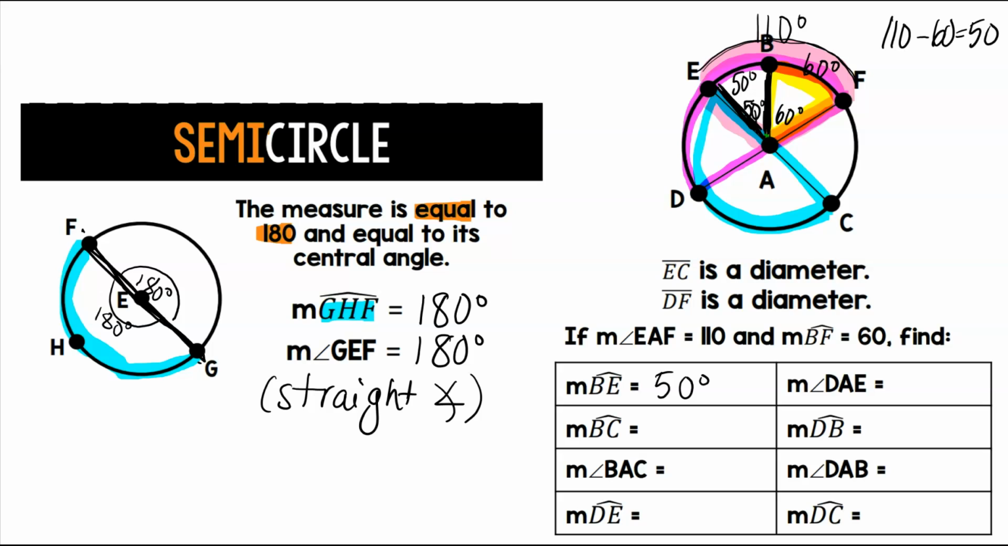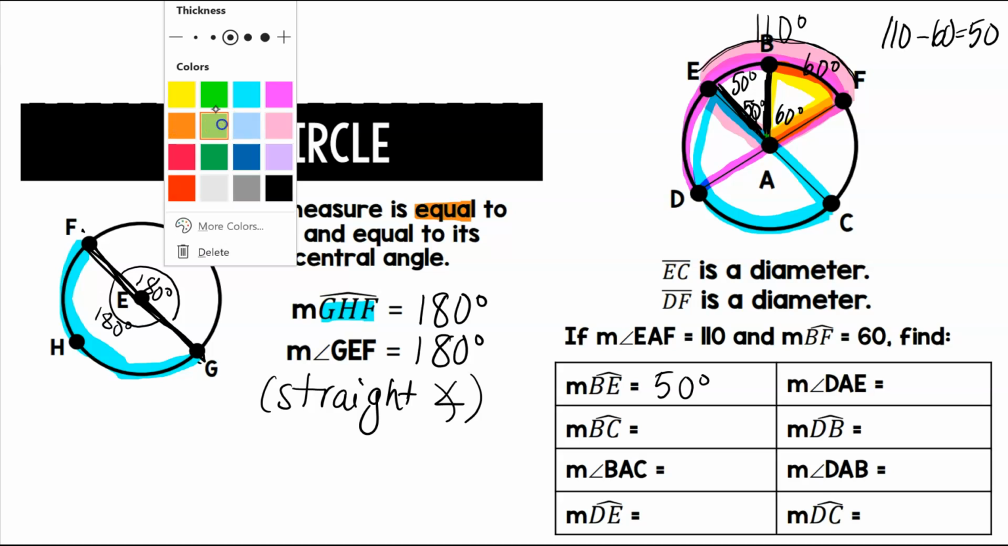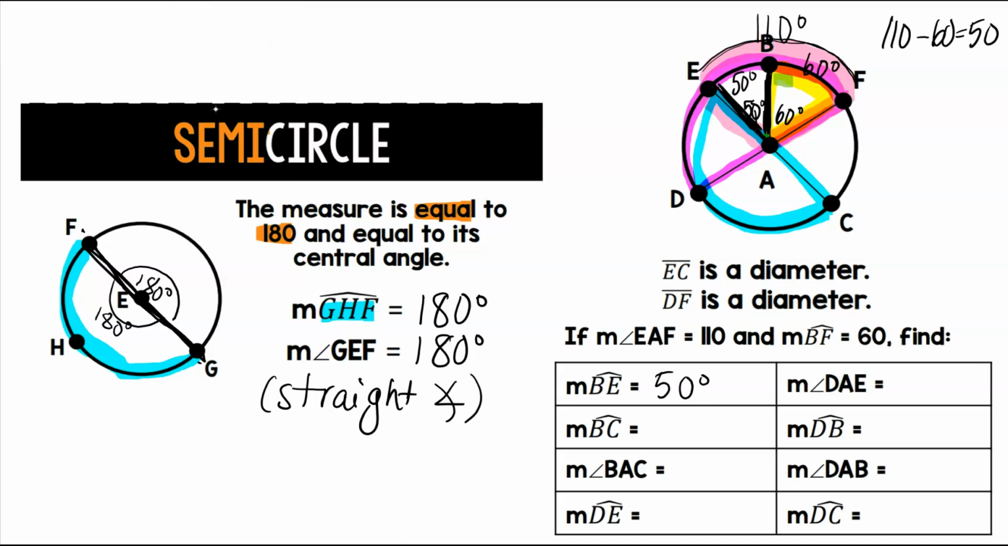So if we look at the next part, it asks us for arc BC. Arc BC, because there's only two letters, would have to be a minor arc. So we're going to start at B and head to C, ensuring that we have less than 180 degrees, which would imply we'd go to the right through F.